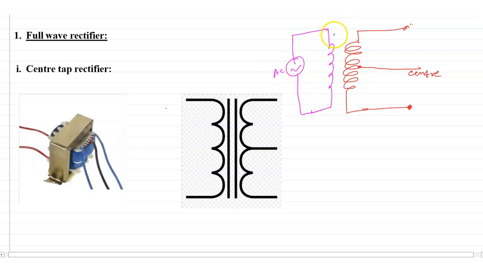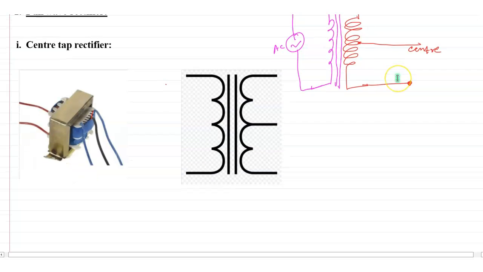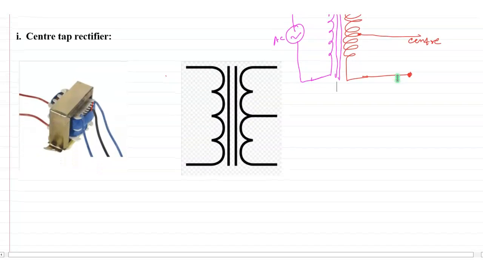And remember, a transformer always works in AC. We cannot use a transformer in DC. If you connect a transformer with a DC source, then the transformer will burn. Okay, and here is a center tap transformer. So now what will we do?